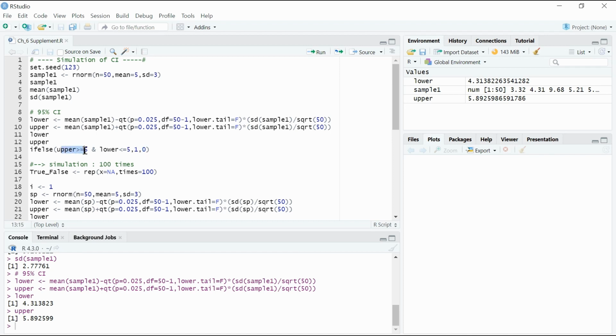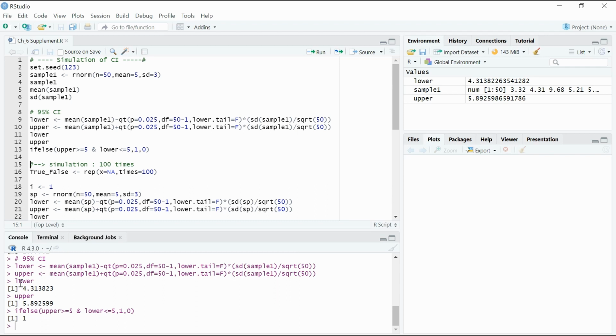So which means that if our population mean, which is 5, is between the lower and upper bound, it gives us the value 1. Otherwise, it gives us a value of 0. We can easily check that because the lower and upper bound have the value 5 within the two bounds, we get the value 1 as the result of the if-else function. So it is a kind of true and false function. If our population mean mu is between the bounds, we get a true value, which also means 1. Or we get a value 0, which means the false value.